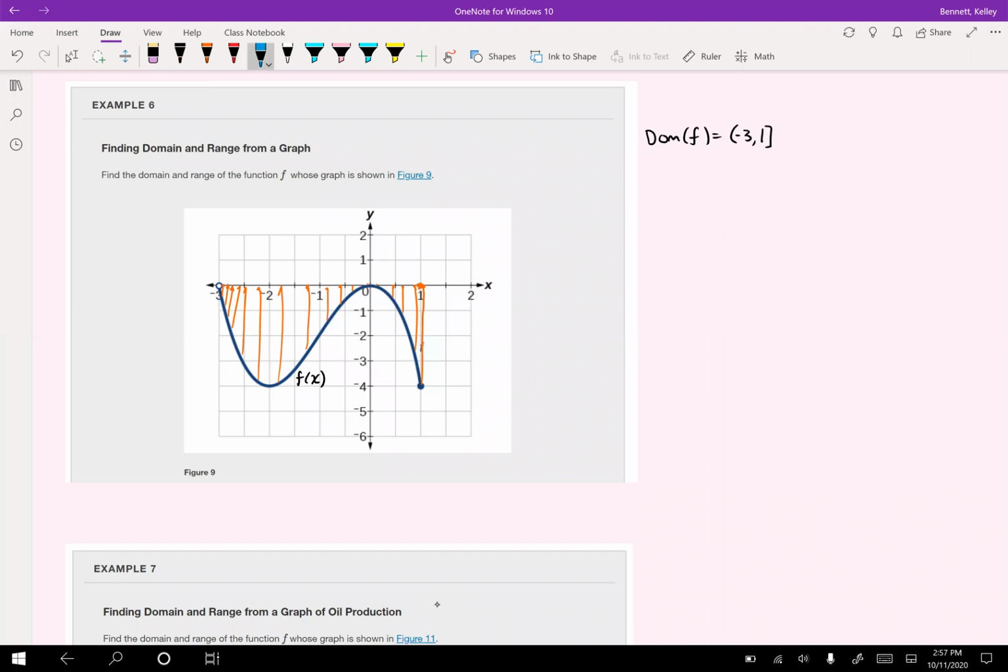For my range, you might be thinking, oh, we're not going to include 0 because there's an open dot there. And that's true. But guess what? This point here on the graph at the origin is in the range. So that's what allows us to include 0. And then I've got everything else here. I'm going to include -4 because that's on the graph, and it's also here at this endpoint, appearing a couple of times. So we can see that our range is the closed interval from -4 to 0.